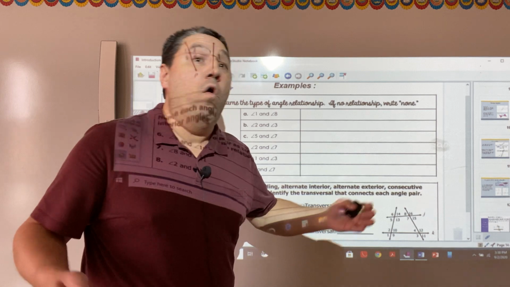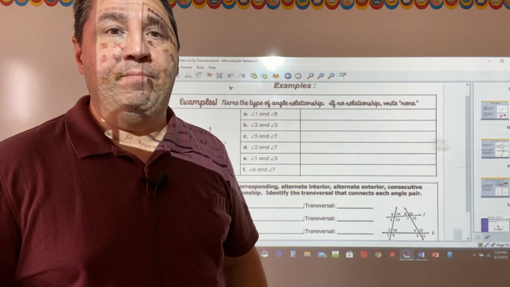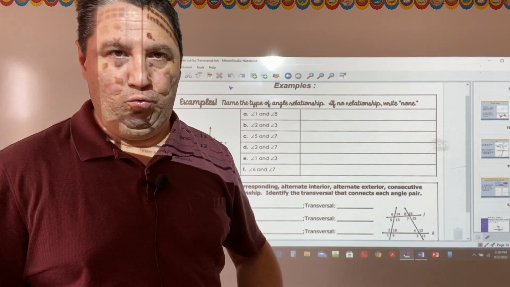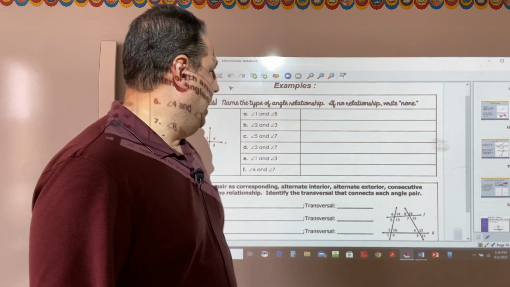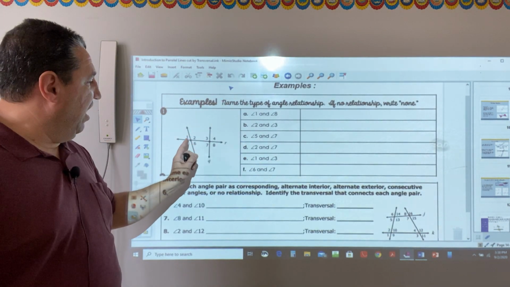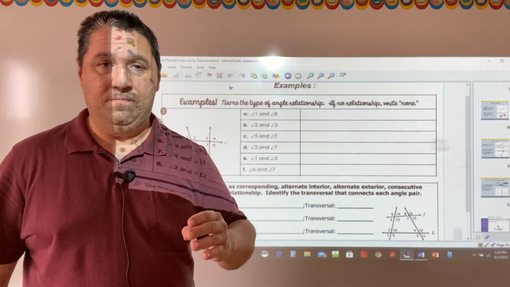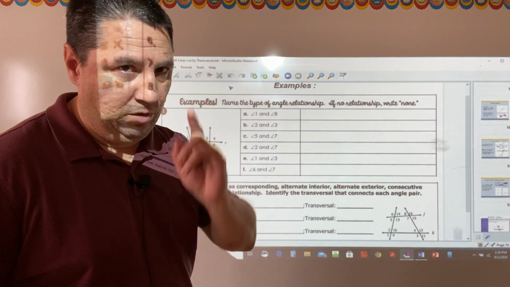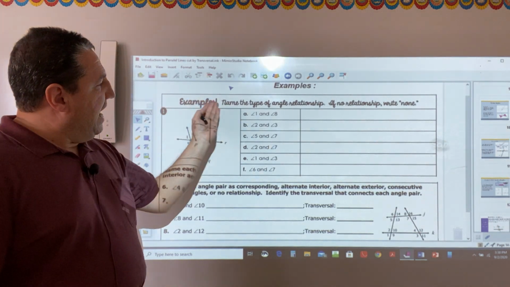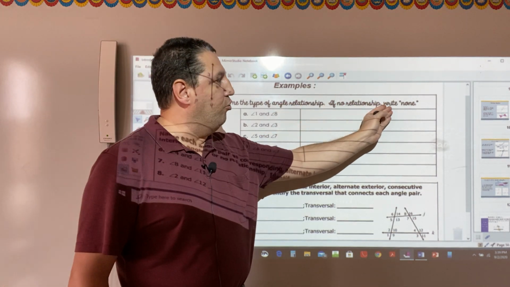In these hopefully short videos, we're gonna have a few applications with angles formed by a transversal that cut two lines. Now, as we can see in both examples, the lines that are cut by the transversal are not parallel. Good, so it's a good thing to remember. Now, on number one, it says, name the type of angle relationship. If no relationship, write none.